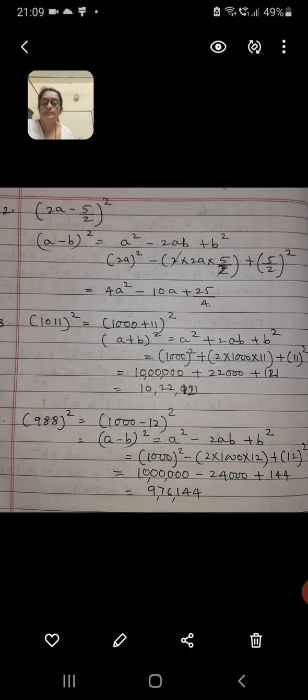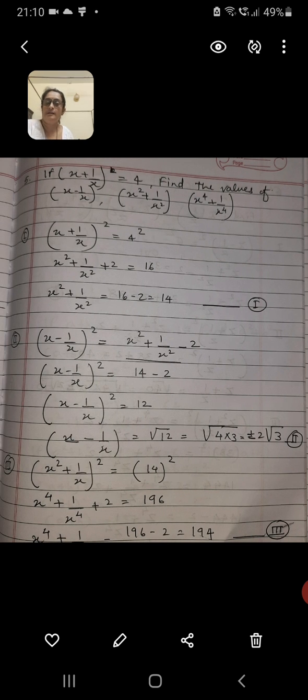One more square number is 988 square. Here we are going to use the negative side. 1000 minus 12 gives us 988. Now we are going to use the formula a minus b the whole bracket square, that is a square minus 2ab plus b square. So here 1000 is a, 12 is b. Put the values in the formula. That gives you 976,144.